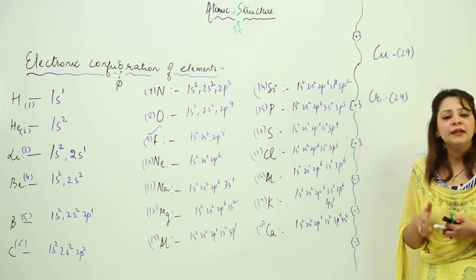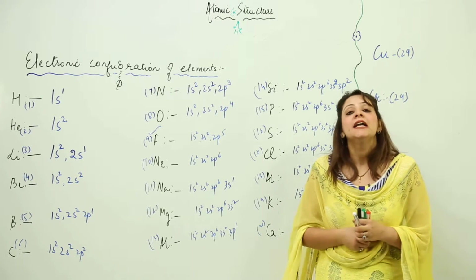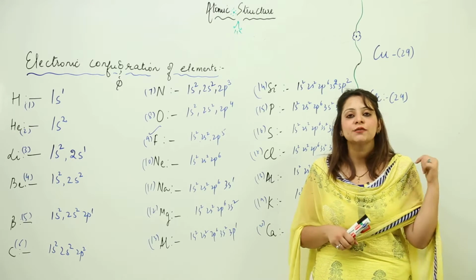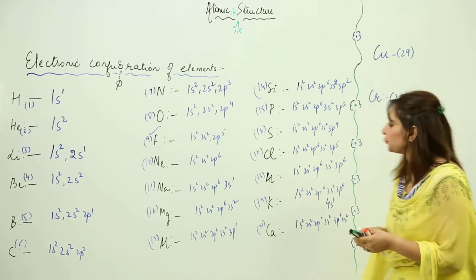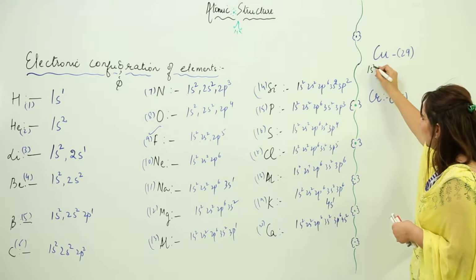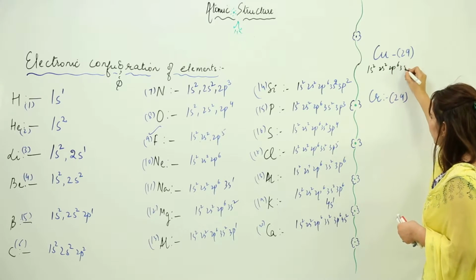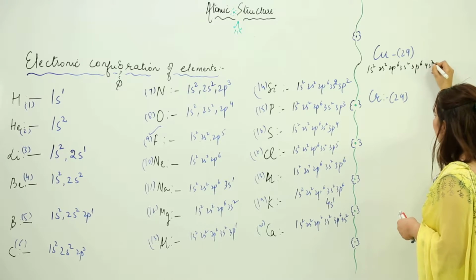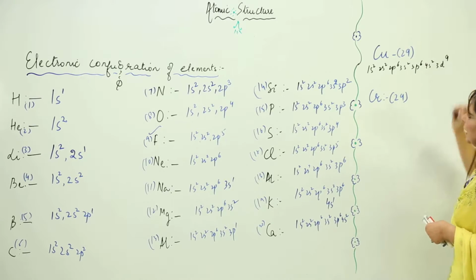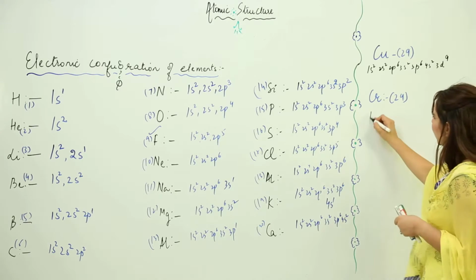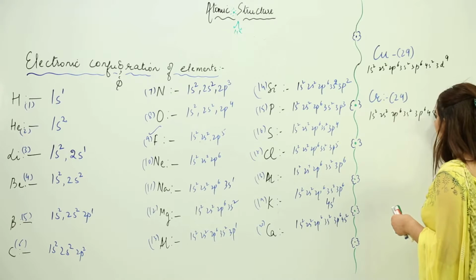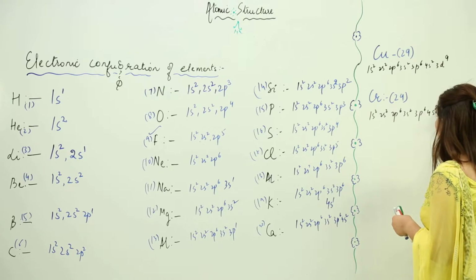Right. So now we encounter an important question in a paper: why do copper and chromium have an anomalous configuration? So first let's write the configuration for copper and chromium. Copper is 29 and chromium is 24. So it is 1s2, 2s2, 2p6, 3s2, 3p6, 4s2, 3d, and that is 18, 19, 20, so that means 9, right. And for chromium it is 1s2, 2s2, 2p6, 3s2, 3p6, 4s2, 3d4.